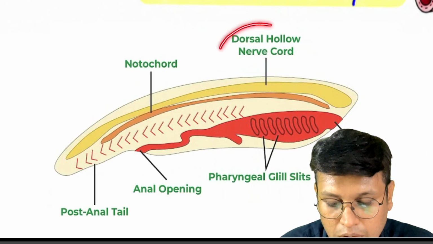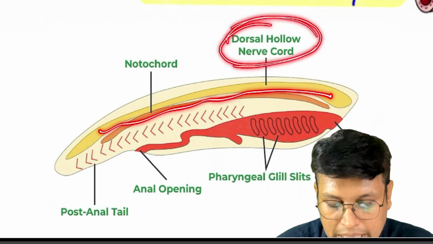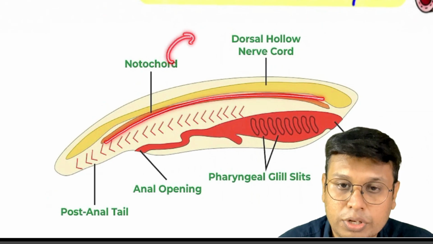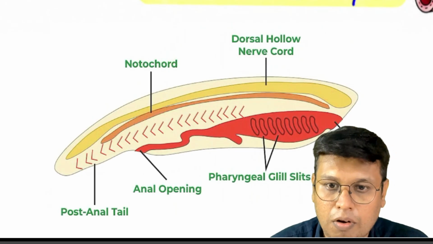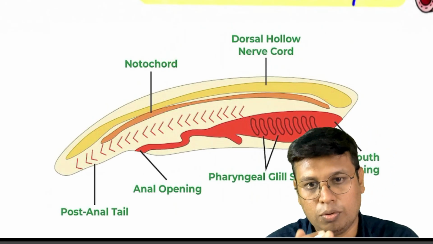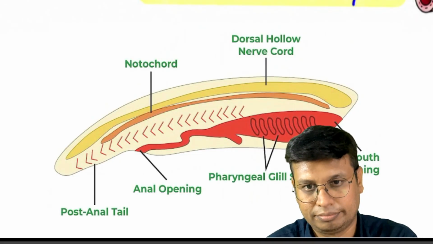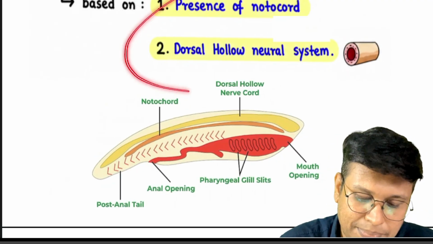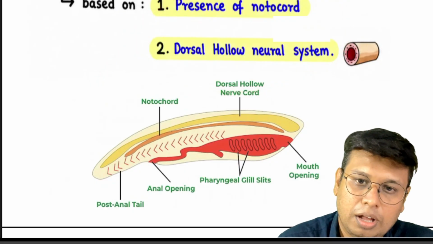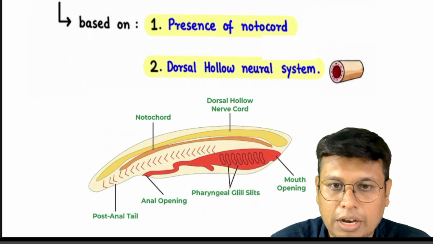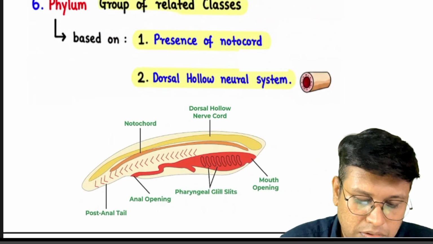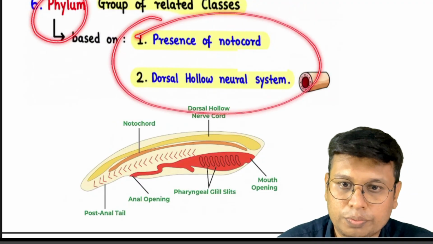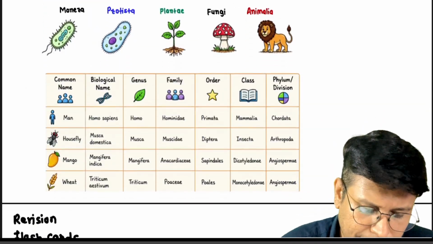So the dorsal hollow nerve cord is this yellow one, and if this is present and notochord is present, notochord will in the future become the vertebral column, or it supports the growth of the embryo as a skeleton during the embryo stage. So pay attention, if this is present it will be classified into chordata, if not, non-chordates. So the phyla are based on the presence or absence of these two.